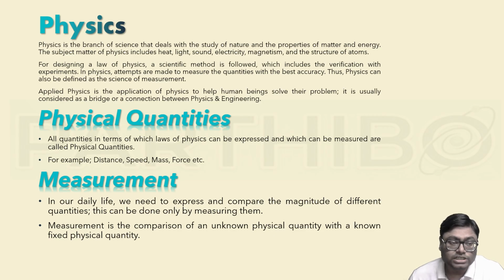For designing a law of physics, a scientific method is followed. Now you can ask me what a scientific method is. If you see the Curiosity book of class 6, in the first chapter the scientific method is explained very clearly. Whenever we see something, we become curious about it. So first we observe, then we think. Why do we start to think after observing something?